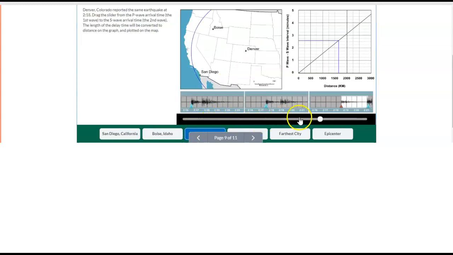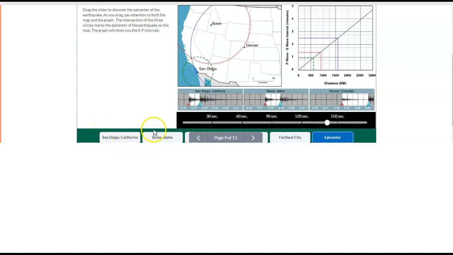We can do the same thing for Denver. We can slide this bar out until we see the primary and secondary waves have both arrived, and at that time interval we move along our chart and we see that it must be somewhere around 1,600 kilometers from Denver. And then to find out the epicenter, so we have those three circles, if we could get San Diego to show up, and here on the chart I'm going to start from the time that the earthquake begins.